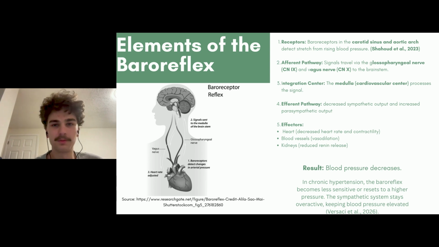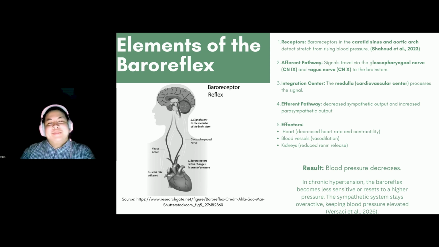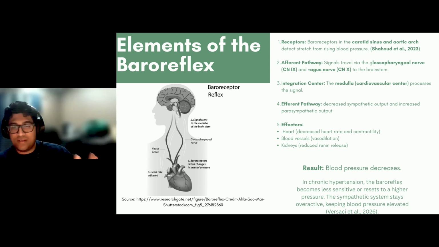Finally, the effect: heart rate decreases, contractility decreases, the blood vessels end up vasodilating, and the kidneys reduce renin release. Overall, what happens is blood pressure decreases. So what happens in hypertension? Well, in chronic hypertension, the baroreflex becomes less sensitive or it resets to a higher pressure. This means that the sympathetic system stays overactive, keeping the blood pressure elevated.